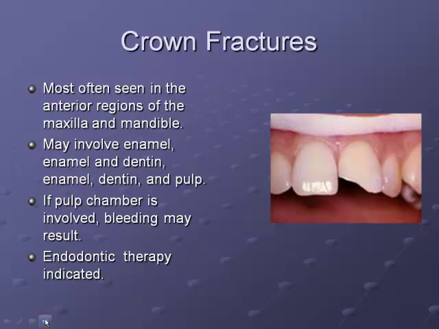Crown fractures are most often seen in the anterior regions of the maxilla and mandible. They may involve enamel, enamel and dentin, and pulp. If the pulp chamber is involved, bleeding may result, and endodontic therapy is indicated.